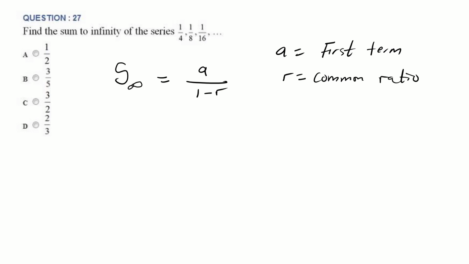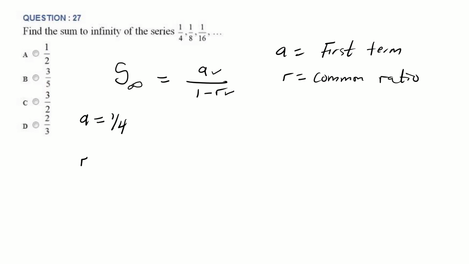You can learn more about this by checking a textbook on sequence and series. So how do we do this? We have to get our a and r. a we know is the first term, so in this case our a is 1 over 4. Now we need to get r.